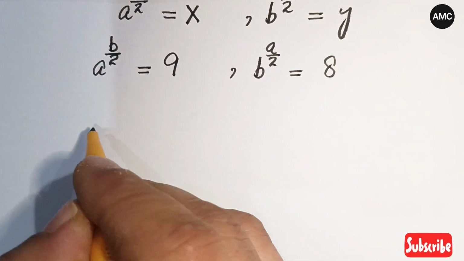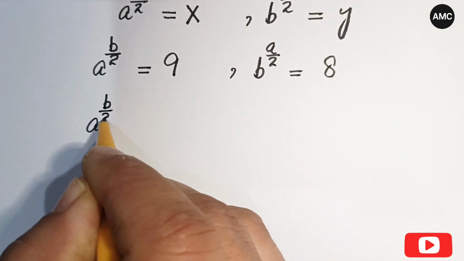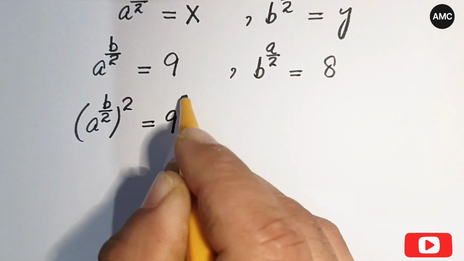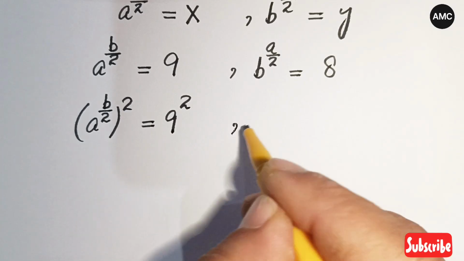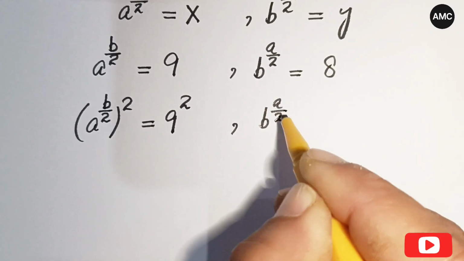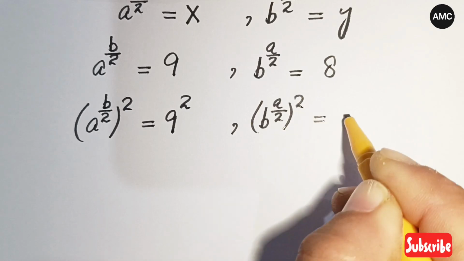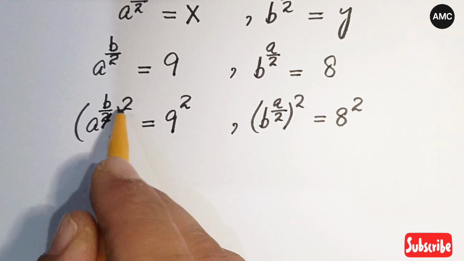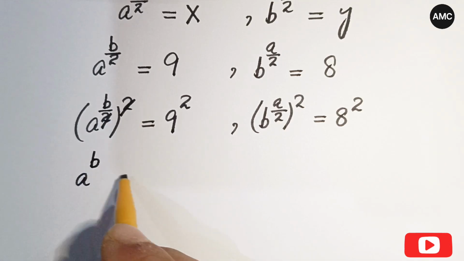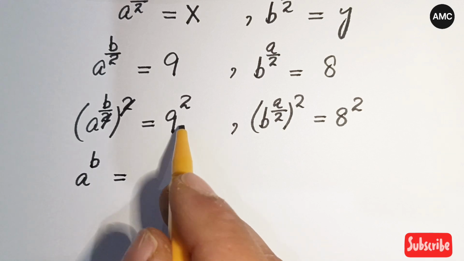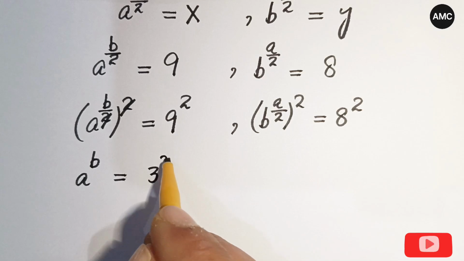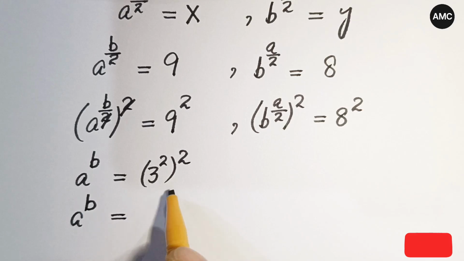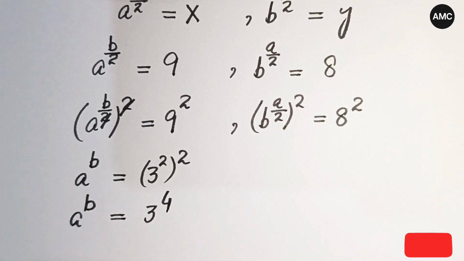So here we have a to the power b over 2. If we take the square on both hand sides, then it will be 9 squared. Similarly, for b to the power a over 2, we are going to take the square on both hand sides. Now our first equation will be, here this 2 is cancelled out with 2, we get a to the power b is equal to 9 squared, and this can be written as 9 is 3 squared, whole to the power 2. So a to the power b is equal to 3 to the power 4.